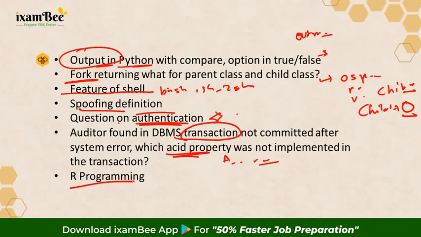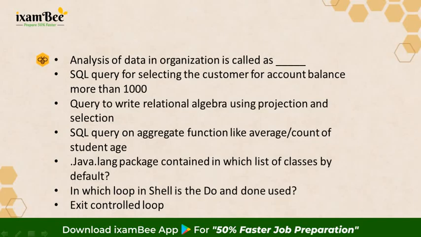Then one question was from R programming. The next question is related to analysis of data in an organization, which is basically called data analytics. Data analytics is the science of analyzing raw data to make a conclusion about that information. It includes various steps like data collection, data cleaning, data transformation, and data visualization.